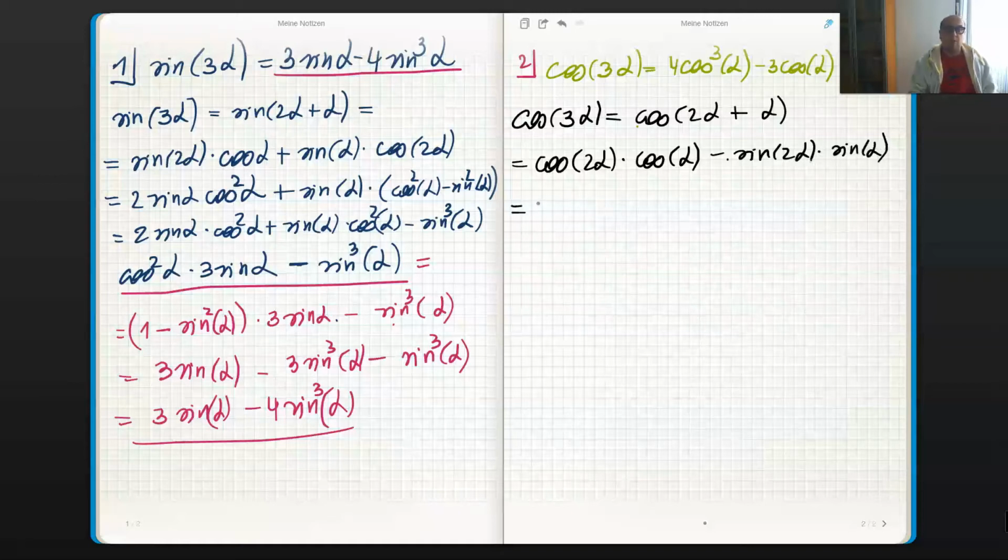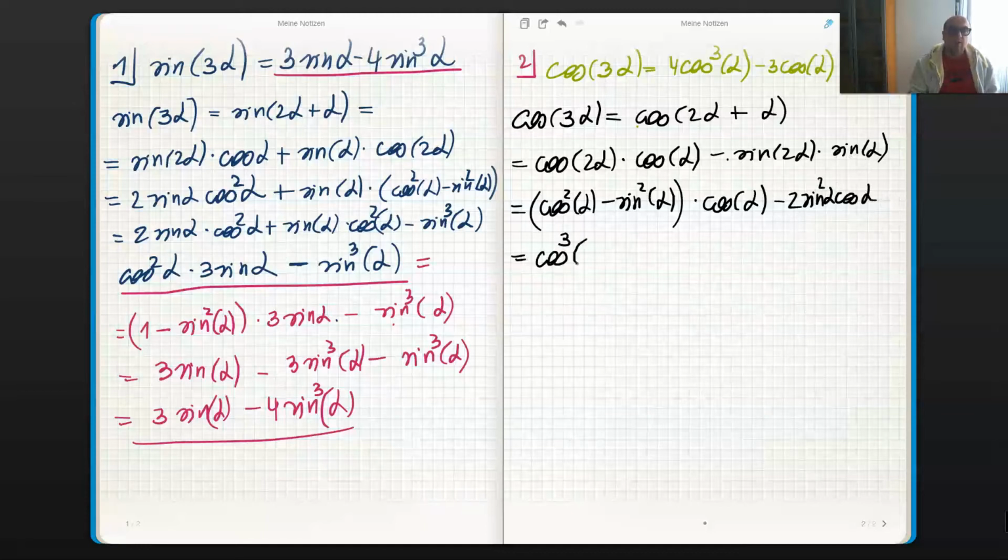And now we're moving forward. We're having cosine squared of alpha minus sine squared of alpha times the cosine of alpha minus 2 sine alpha cosine alpha, and now 1 more sine alpha is giving us squared. We multiply it out. We're having cosine cubed of alpha minus sine squared of alpha times cosine of alpha minus 2 sine squared of alpha cosine of alpha.